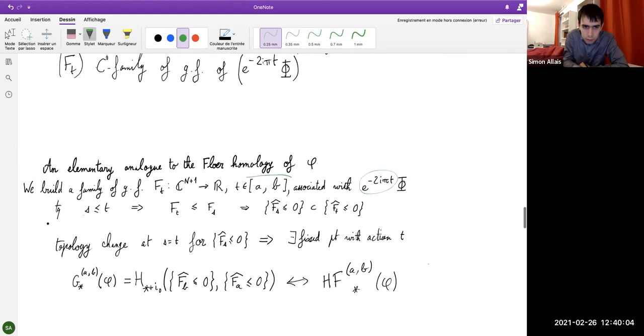In fact, there exists some function on some finite dimensional manifold, such that you can see that as the sublevel set S of the function, here T. And so a topology change at S equal T for the family of sublevel sets, the zero sublevel set of Fs hat, will imply critical points, which, as we've seen just before with our variational principle, implies that there exist fixed points with action T.